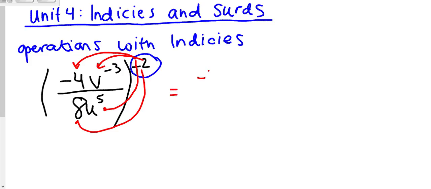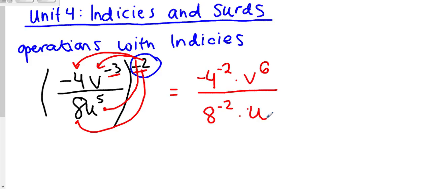So be careful that you don't miss numbers that are out front. So we will have negative 4 to the negative 2 times v. We are raising to a power, so we will have negative 3 times negative 2. That will give us a positive 6 all over 8 to the negative 2 times u. Positive 5 times negative 2 will give us a negative 10.